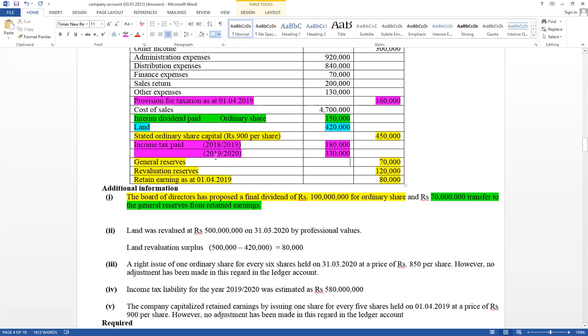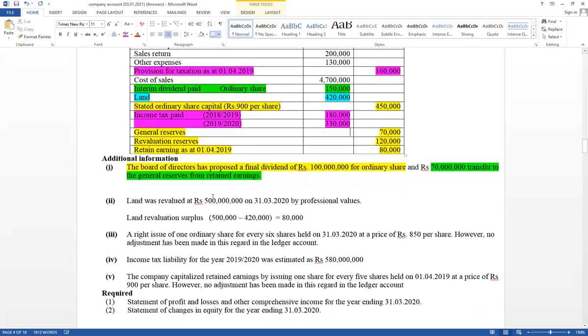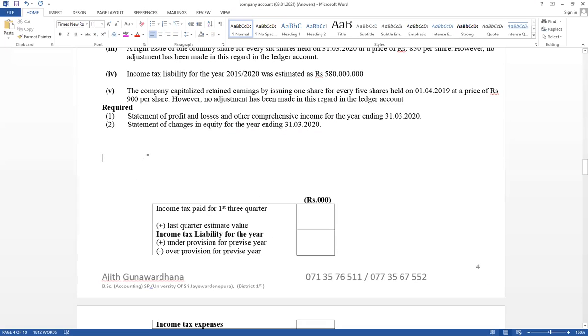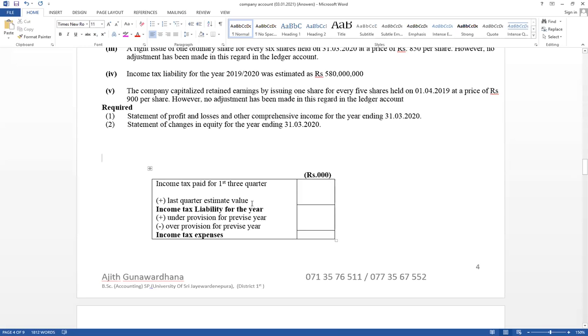And given on the debit side for the 19-20 period is the first quarter paid amounts. Therefore, you have to prepare a separate note for that income tax. Like this: first 3 quarter paid amounts plus last quarter estimate value equals income tax liability for the year. Then you have to adjust the previous year gap. It may be under provision, it may be over provision. Then think income tax expense.